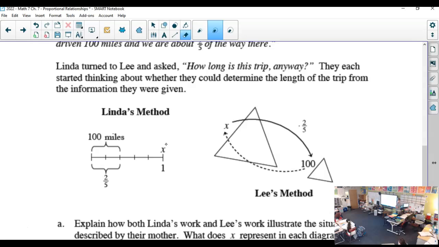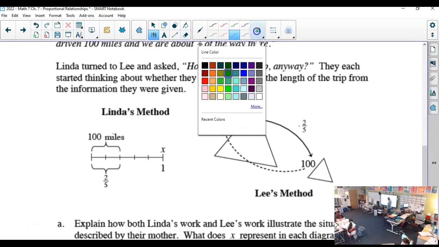So Lee, we don't quite know. Lee's special, right? So Lee draws out some triangles, and Lee says, okay, well, if we've gone 100 miles, and that's 2/5 of the whole trip, then this would be the whole trip. And Linda's like, bro, when did triangles come into this? And Lee's like, no, hear me out, right? Just listen to my other way, because this is how he sees it.